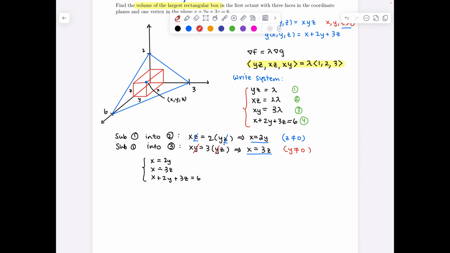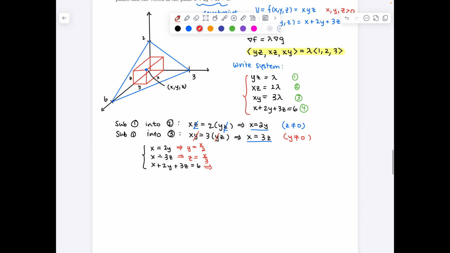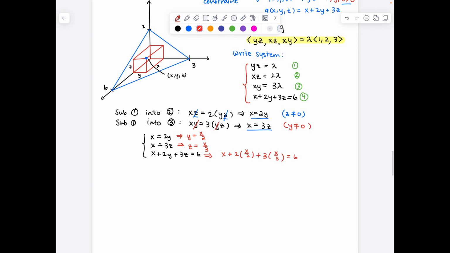Notice that I could use x equals 2y to rewrite y in terms of x. And I could do the same thing with my second equation, x equals 3z. I could write z in terms of x. And then that will allow me to write my equation in terms of x only, my equation of the plane. So I'm going to get x plus 2 times y, which is x over 2, plus 3 times x over 3 is equal to 6.